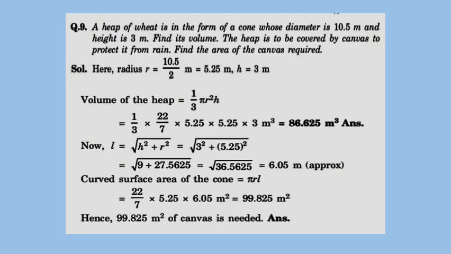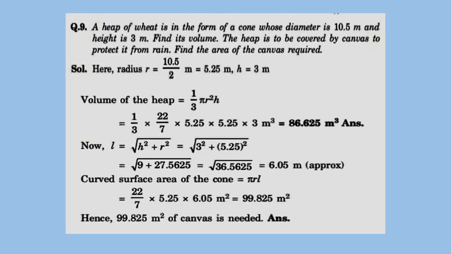A heap of wheat is in the form of a cone whose diameter is 10.5 meter and the height is 3 meter. Find its volume. The heap is to be covered by canvas to protect it from the rain. So we have to find out the area of the canvas which is required. Here diameter is given, so calculate the radius by dividing it by 2. So it comes 5.25 meter. Height is already given, that is 3 meter.